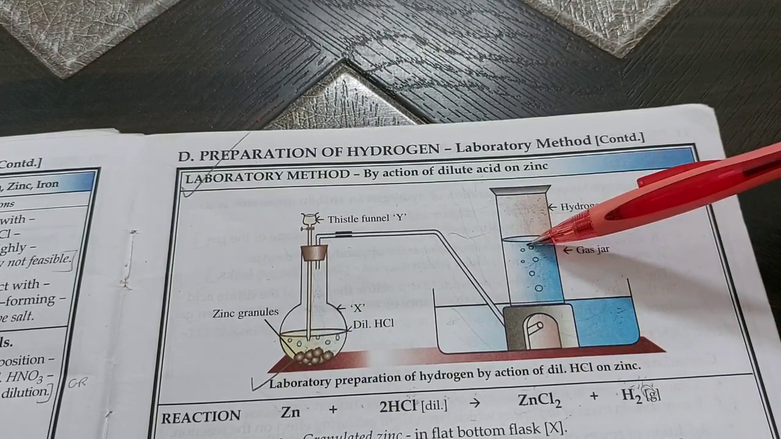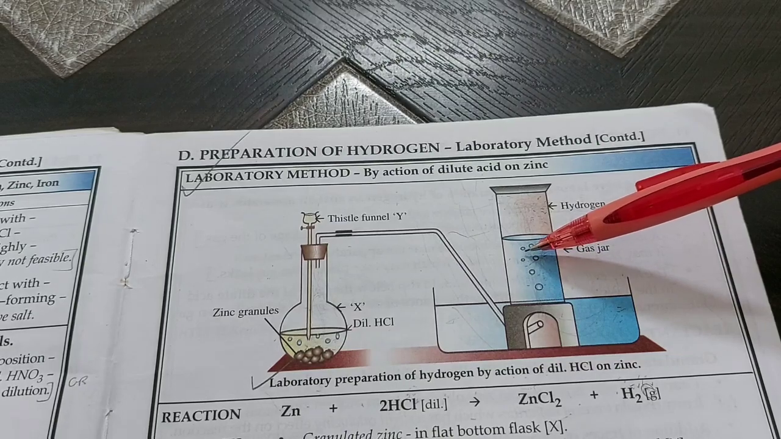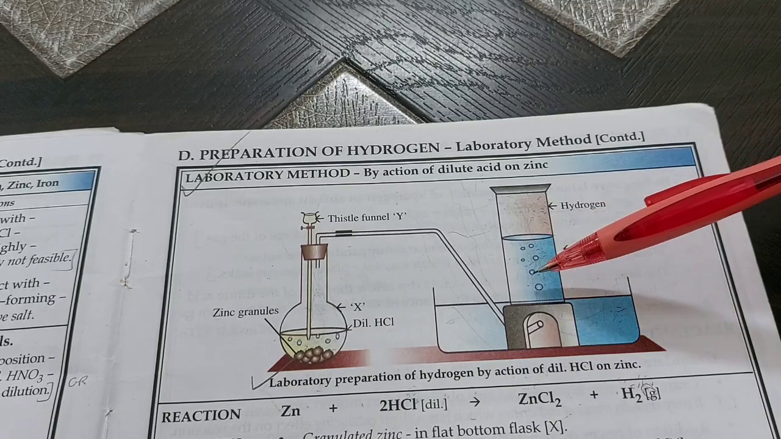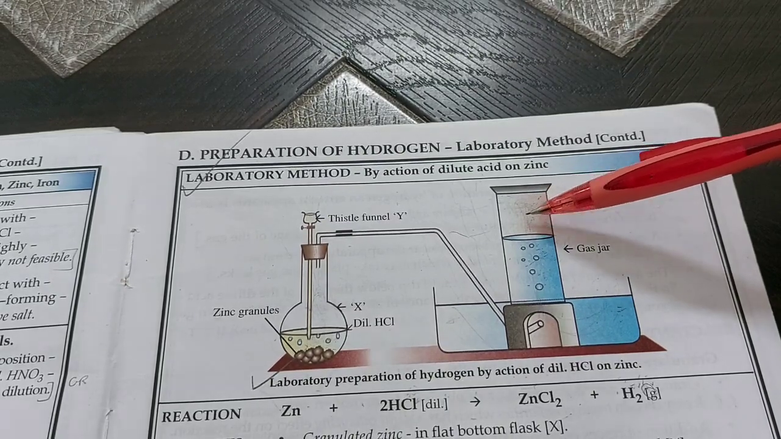We are using this method for two reasons. Hydrogen is hardly soluble in water, so that's good. Gases like ammonia, HCl cannot be collected over water because they are highly soluble in water. Second reason is that hydrogen makes a very explosive mixture when combined with air, that is with oxygen. So we need to keep it away from air.